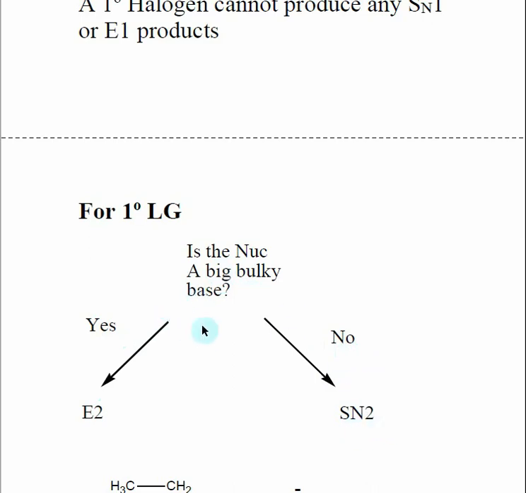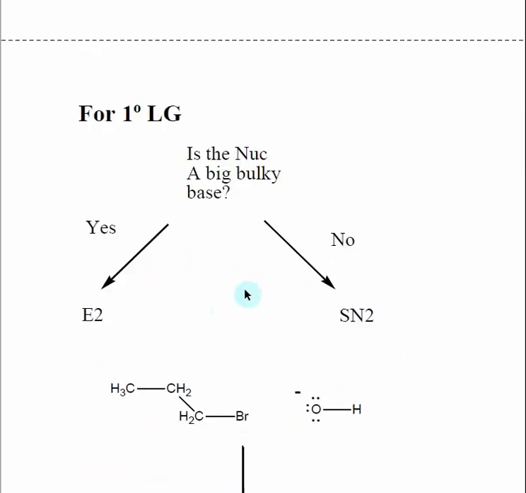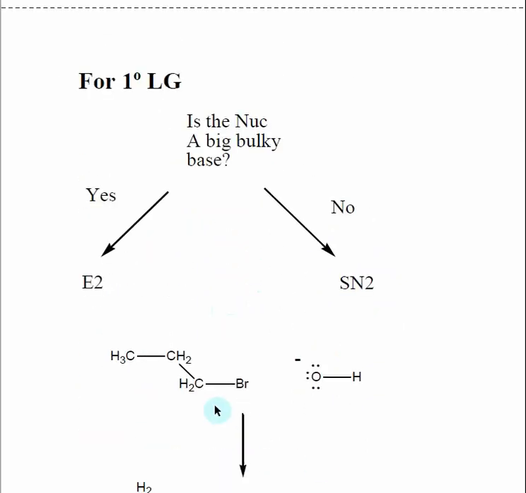This is one of the most common mistakes people make on this reaction: they try to use the big bulky base as a nucleophile. That's not what it does. It acts as a base. So let's take a look at this. Here's one reaction. I say, what are the products and what reaction is going on? The first thing I look at is my leaving group. The carbon that's directly attached to the halogen is attached to one other carbon, that makes it primary.